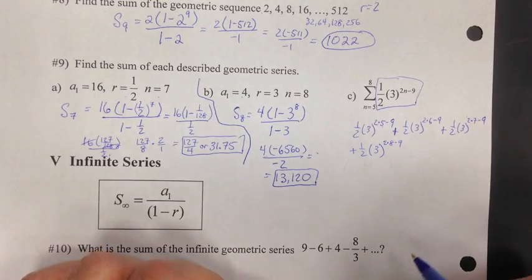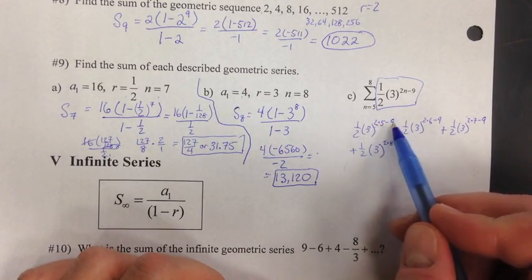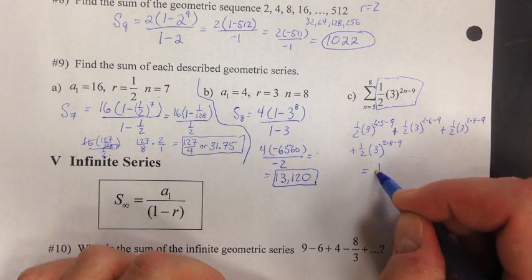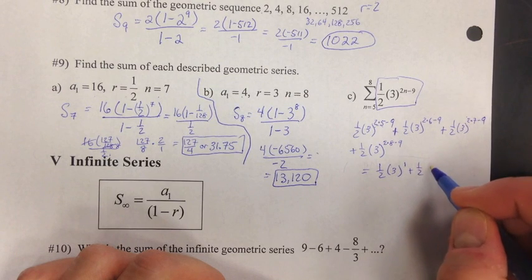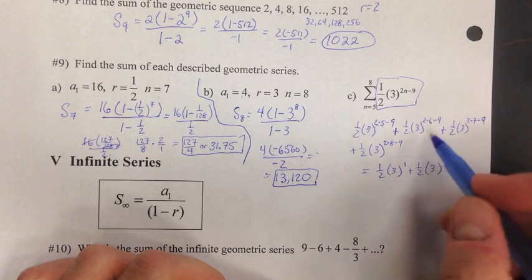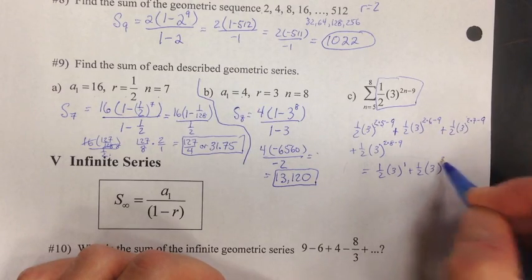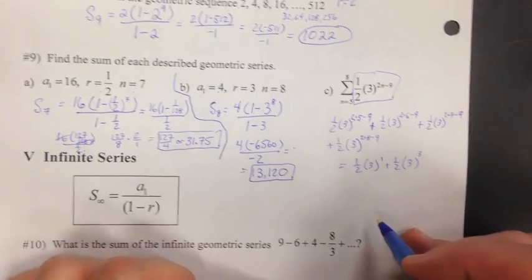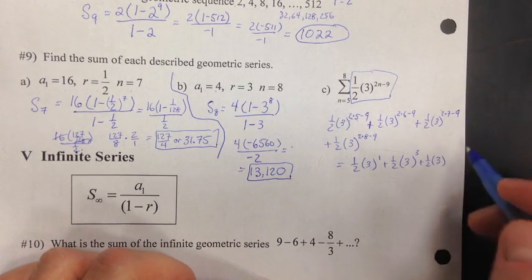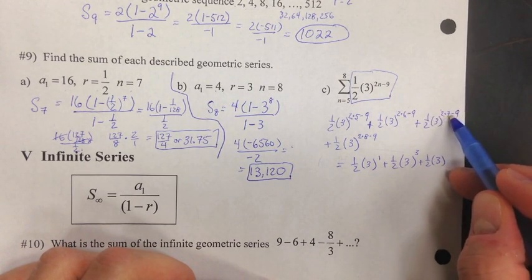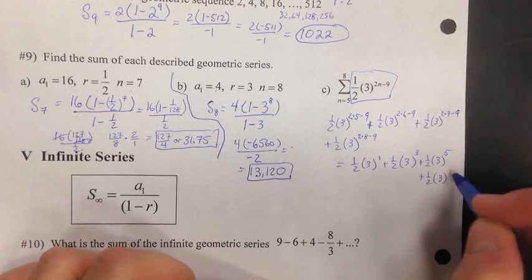Okay, now there's a lot of simplifying here. In the first exponent, this will be 10 minus 9, which is 1. So we have 1/2 times 3 to the first. And then the second term, 2 times 6 is 12, minus 9 is 3. 1/2 times 3 to the third. 1/2 times 3 to the 14, minus 9 is 5. And then plus 1/2 times 3 to the 7th.